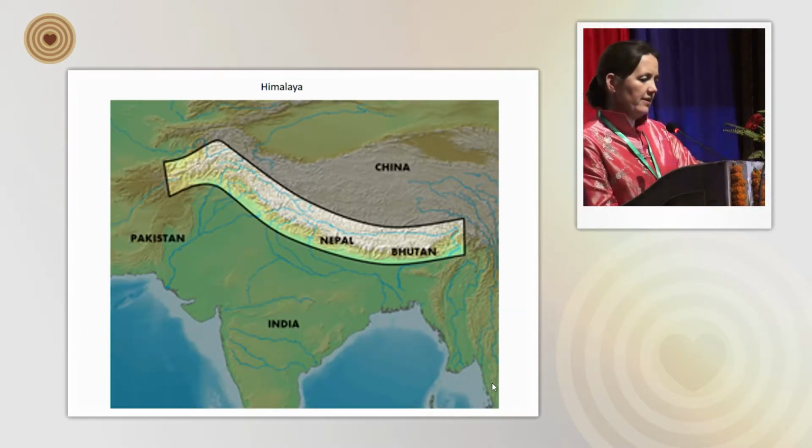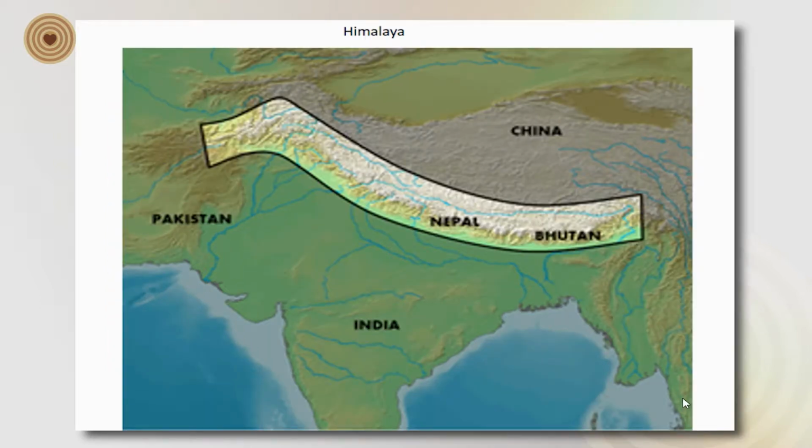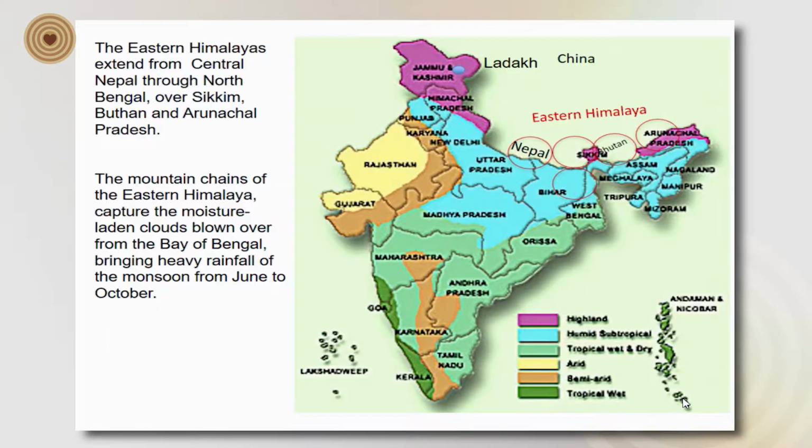So as you see, there's Nepal and Bhutan, and in between there is Sikkim. And this is all this Himalayan chain which you see here. And so what is called the Eastern Himalaya is going from Nepal, Central Nepal, over Sikkim, Bhutan to Arunachal Pradesh and North Bengal.